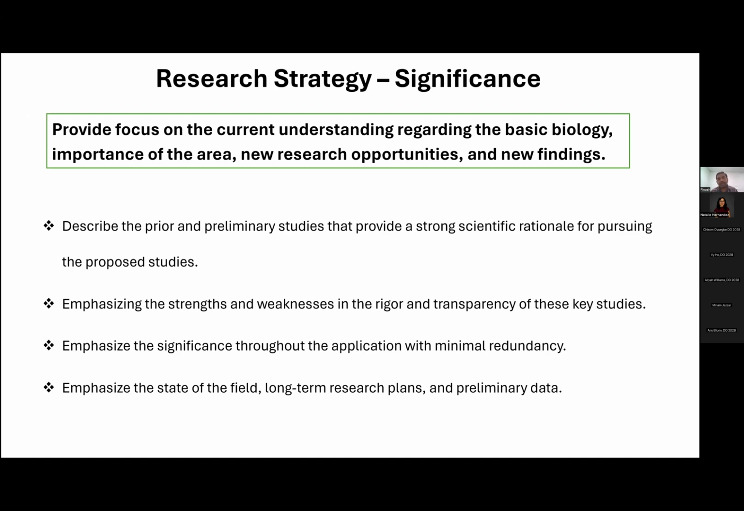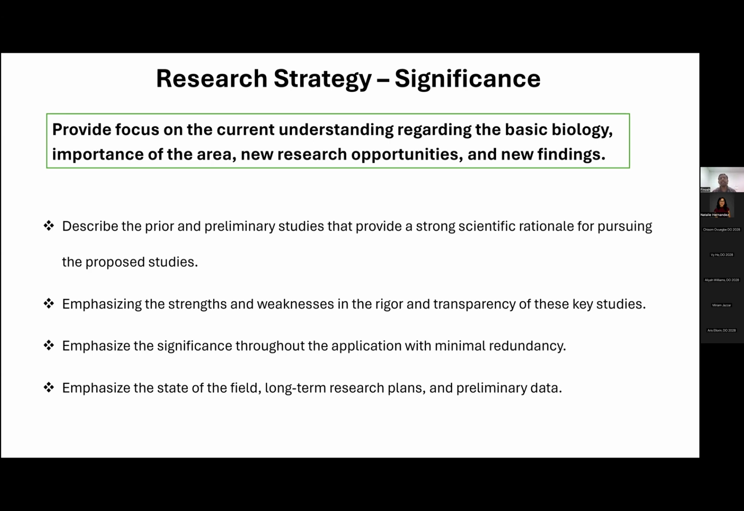And when we look into the significance, provide a clear focus on the current understanding of the basic biology and the importance of research in that particular field, identify the knowledge gap, and give new research opportunities, new directions and findings. For that, you need to clearly describe the prior research as well as your own preliminary studies to provide a scientific rationale. And also emphasize the strengths, weaknesses, and pitfalls of the studies you are proposing and how you are going to address those.